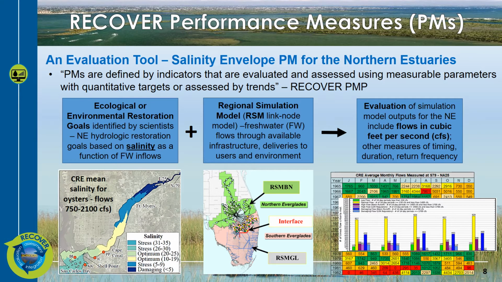Finally, together, these simulated model outputs from RSM for the northern estuaries include freshwater inflows in cubic feet per second, or CFS, and other measures of timing, duration, and return frequency of specific flow envelopes that result in given salinity conditions. For CERT project planning, these outputs are based on simulations of the 51-year period of record, given different infrastructure and operational conditions. These outputs are compared and have ecological significance based on our salinity and flow targets, giving us a benchmark of expected project benefits.